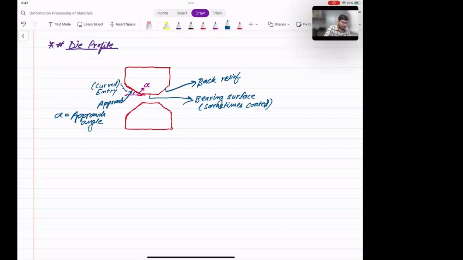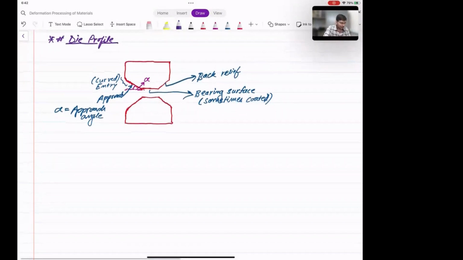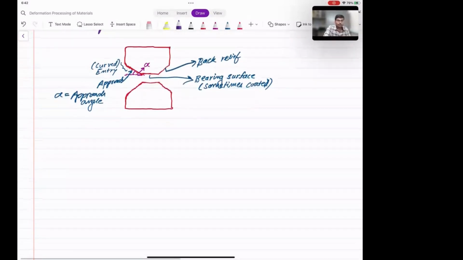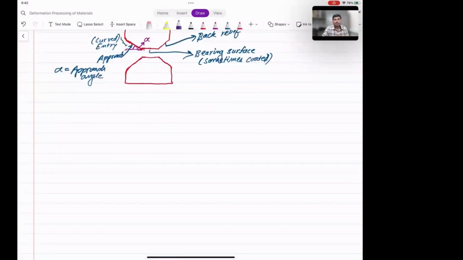So this figure schematically represents the die profile of the extrusion process. Okay. So now we are left with the relation of forces in the extrusion forming process. We will see that in the next lecture, and then we will begin our next forming process.